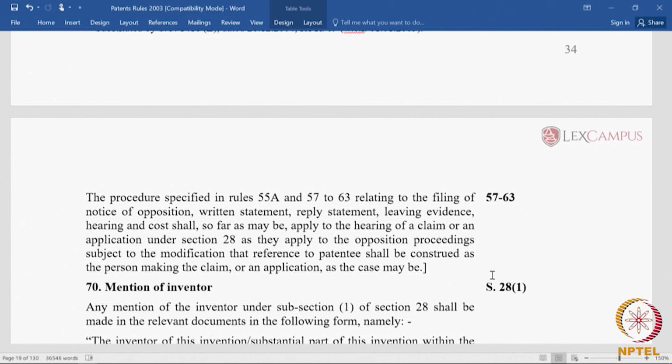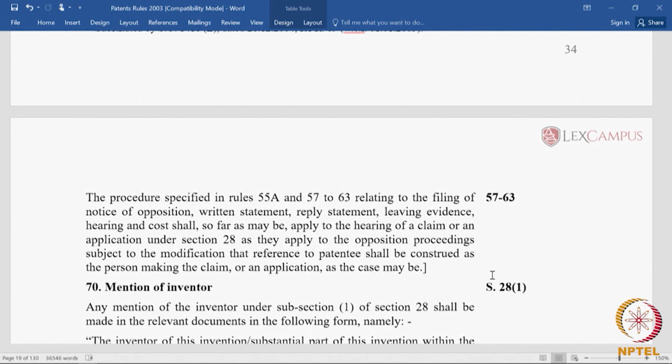Rule 55A onwards, or Rule 55A and Rules 57 to 63 generally talk about the procedure in a post grant opposition. Post grant opposition is an opposition filed under section 25(2). So, post grant opposition is the ideal example of a contentious proceeding before the patent office. It is an ideal example because there are two parties, both the parties formally enter into the proceeding, they file their evidences, the controller hears them and gives a decision.